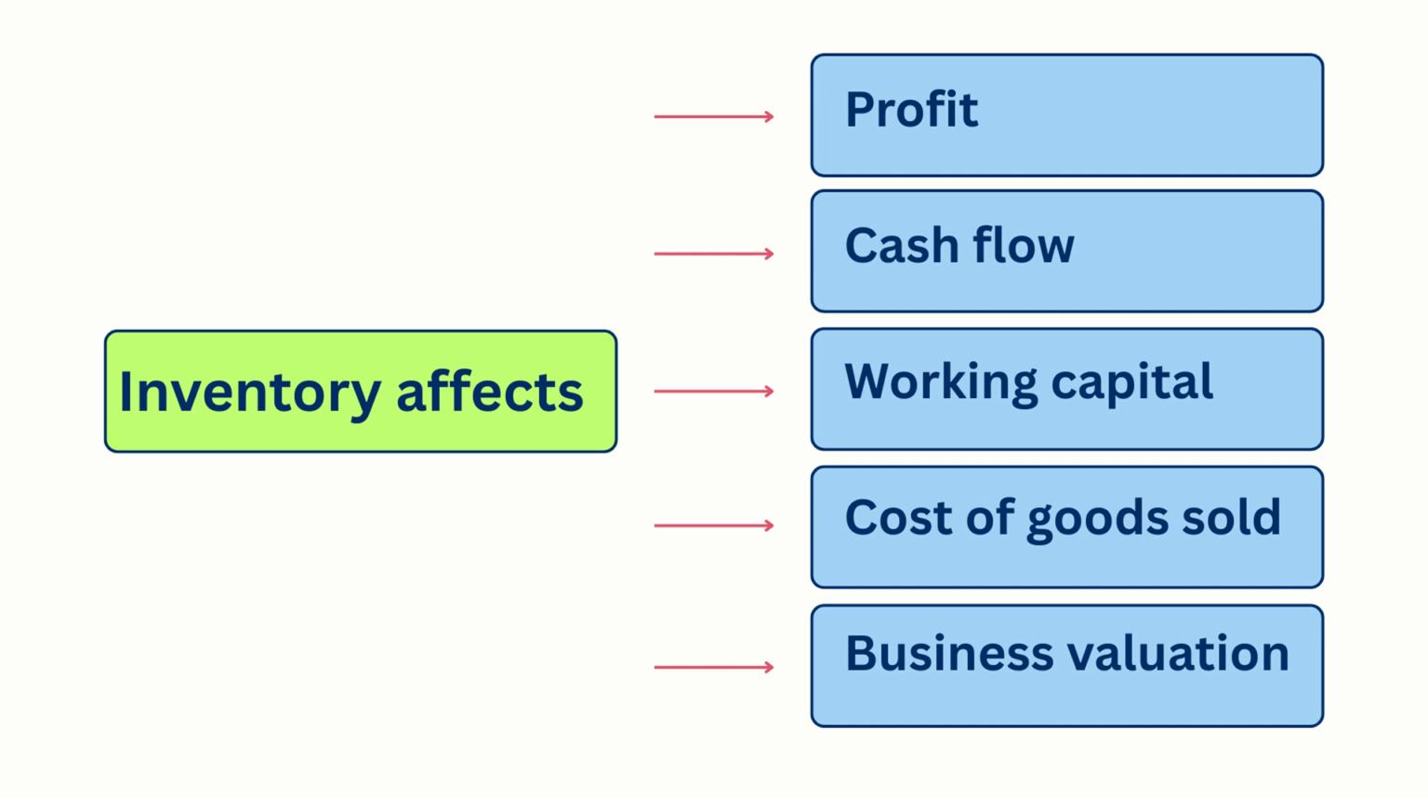Inventory has a major impact on several areas of the business. First, it affects profit. When a business sells goods, the value of inventory becomes an expense called cost of goods sold. The higher the cost of goods sold, the lower the profit. It also affects cash flow, because buying too much inventory ties up cash that could have been used elsewhere. Inventory is a big part of working capital, which tells us how much short-term resource the business has. It directly affects the cost of goods sold calculation, which we'll look at later.